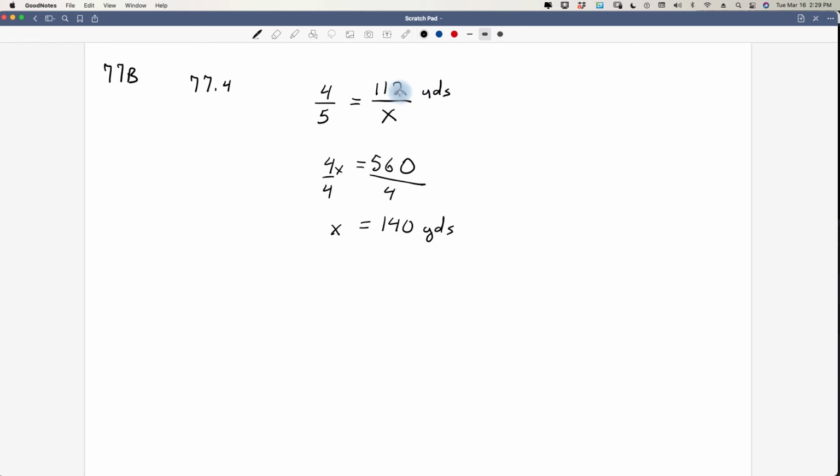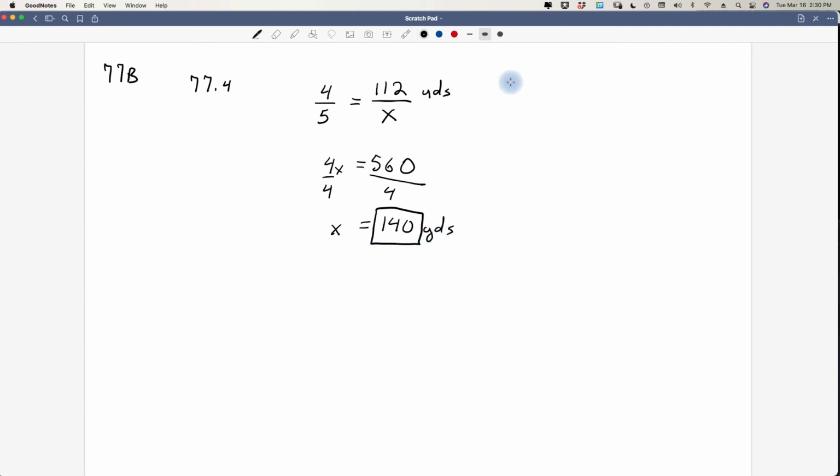So 4/5 of 140 yards is 112. This is the answer that I want you to type into the system: 140. On these types of problems, type in 140. That's all I'm asking for. I don't even need the unit of measure on these. All right, let's move on.